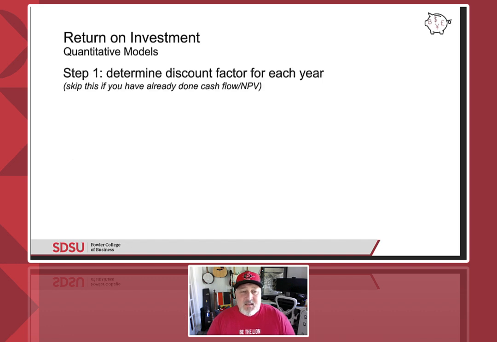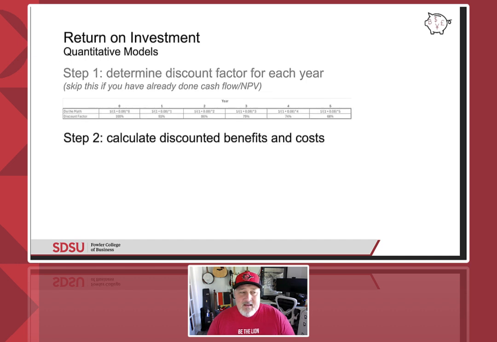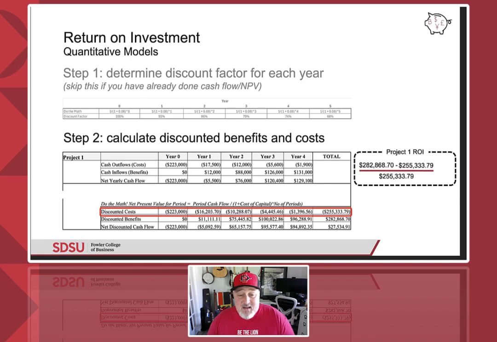So if we take our project again, we can do a calculation to get the discount factor, same thing. But since we've already done that work, in this case what we want to do is take the net present value, which is the benefits minus the costs. We know that number is the 27,000 number. And then we want to divide that by the total cost. And that's going to give us our ROI. So $27,000 divided by $255,000 is 11%.